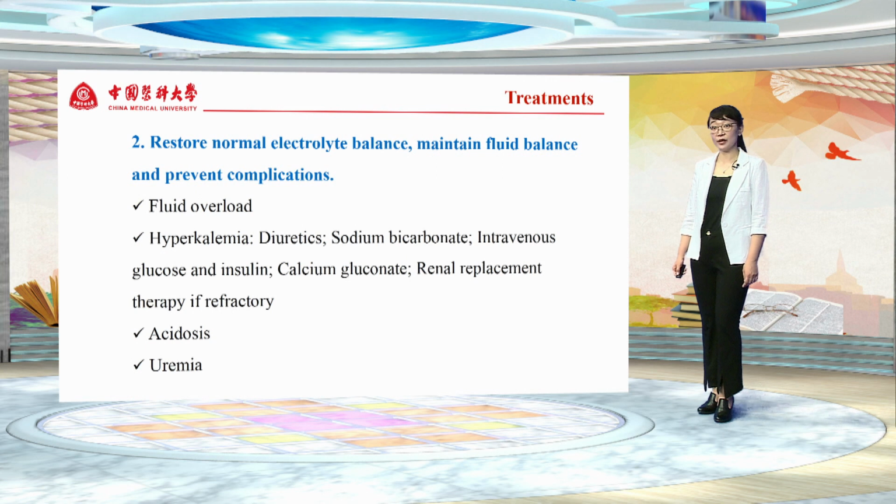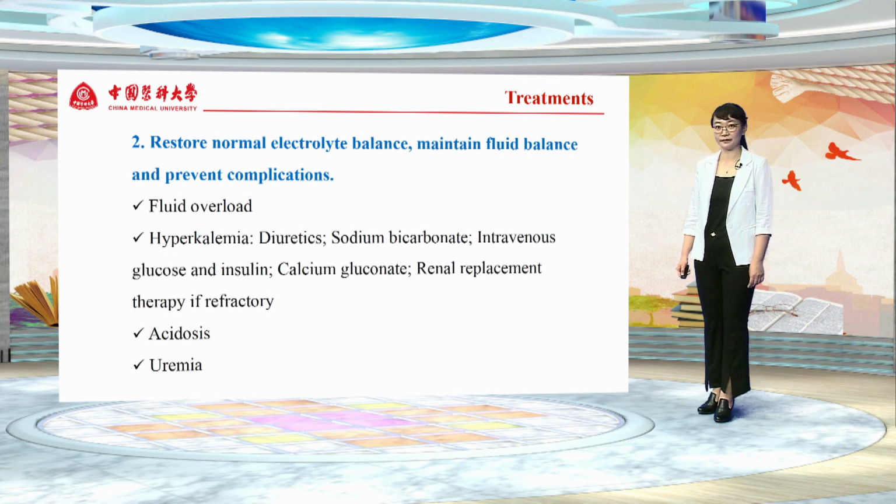For hypokalemia, we can use diuretics to excrete potassium, use sodium carbonate, or intravenous glucose and insulin to reduce extracellular potassium concentration, and use calcium gluconate to stabilize myocytes. If the hypokalemia is refractory, renal replacement therapy may be needed.